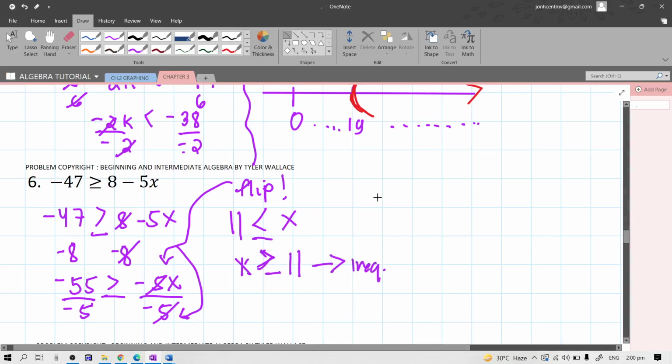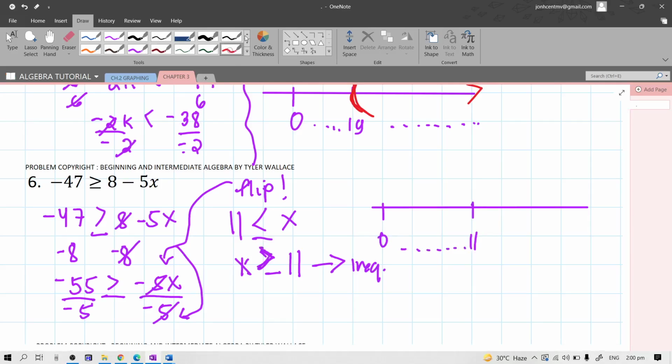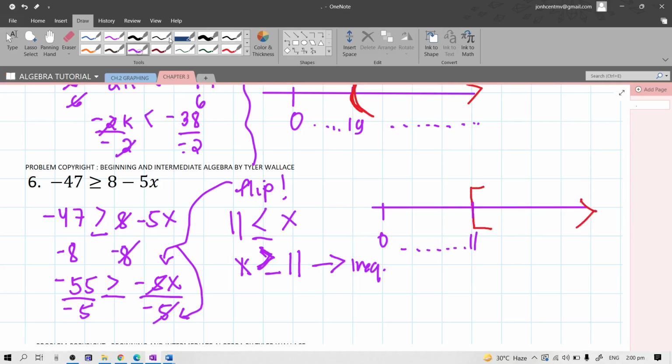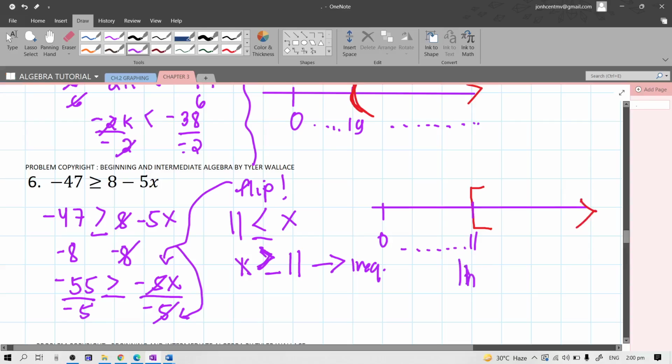So, graph natin siya. Okay. So, to graph it, we will have 0. Let's say this is 11. Then, greater than or equal to, ayan, bracket, then ito. Our interval notation here is 11 positive infinity.